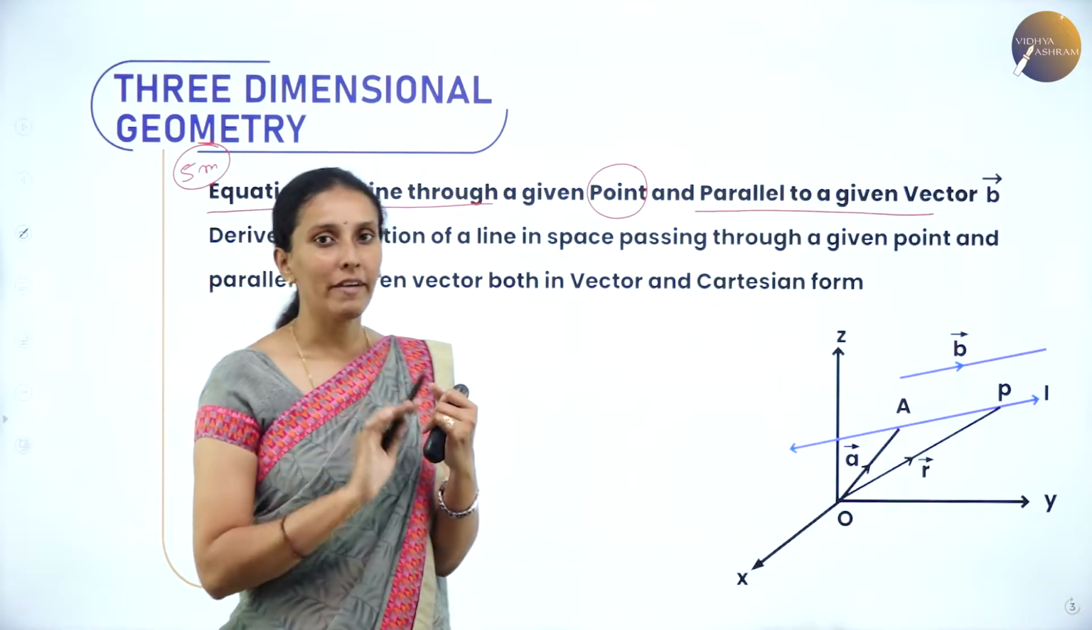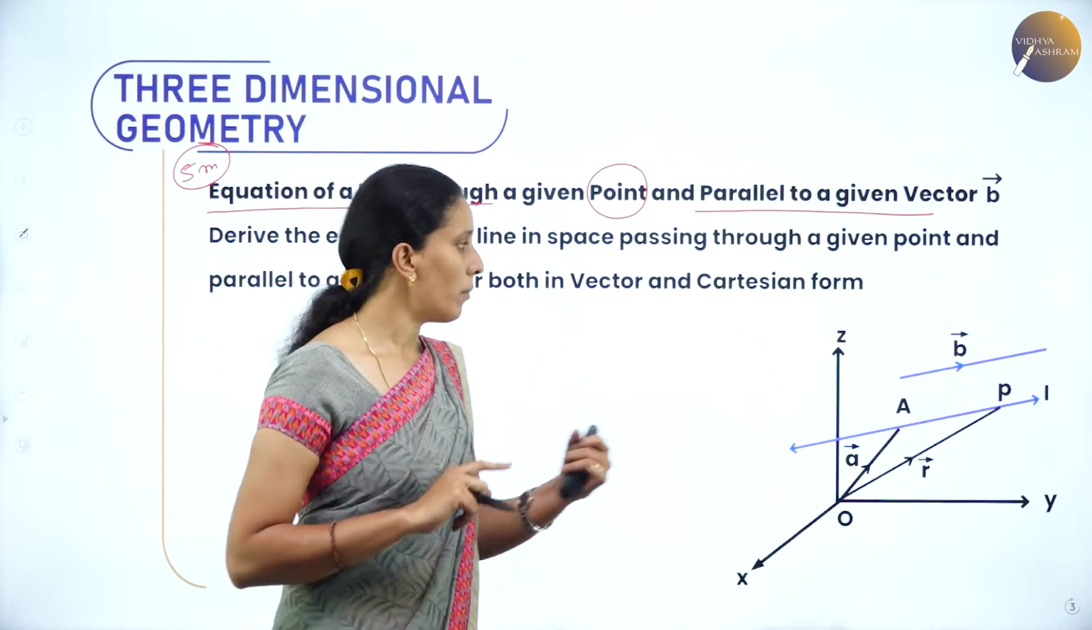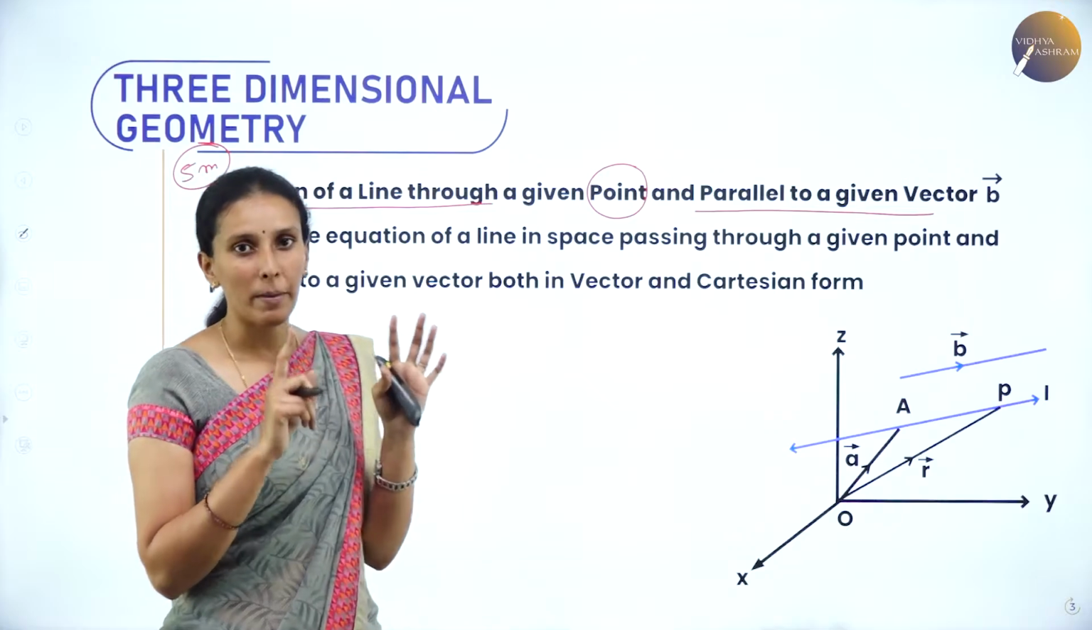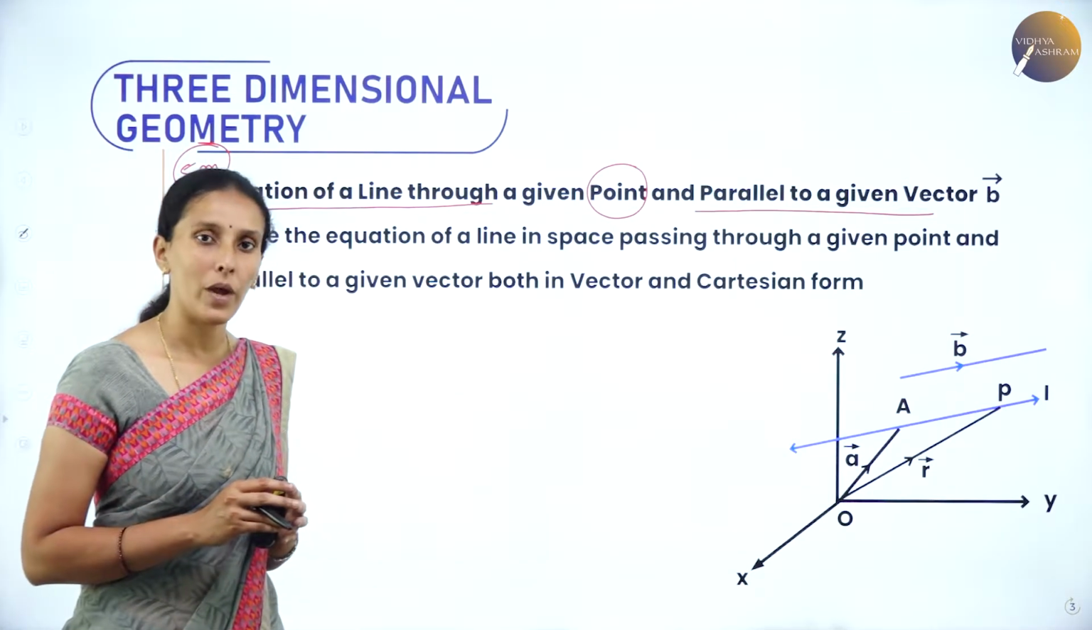We know that all the vectors have two forms. One is the vector form, another one is the component form. So component form is again a Cartesian form, and vector form is only just you're representing vector A plus vector B. So that is your vector form.